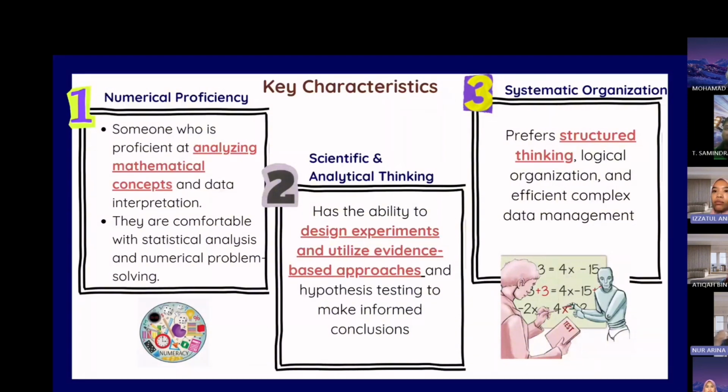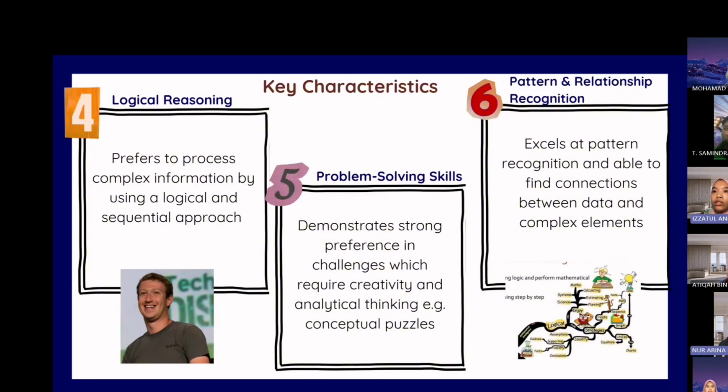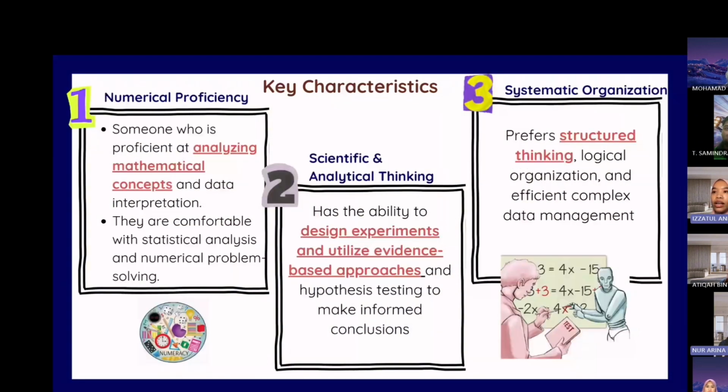This is about approaching problems like a scientist. These individuals know how to design experiments and test their ideas. They don't just guess, they use evidence and data to draw conclusions. Hypothesis testing and evidence-based reasoning are second nature to them. Third, systematic organization. This trait describes someone who values structure and clarity. They approach problems in an organized, logical way, and they are skilled at managing and making sense of complex data efficiently.